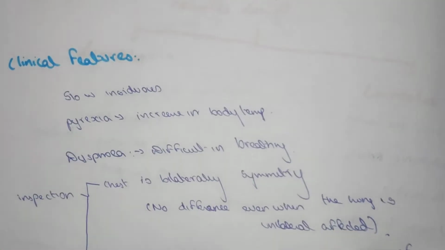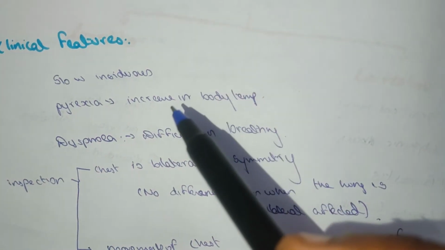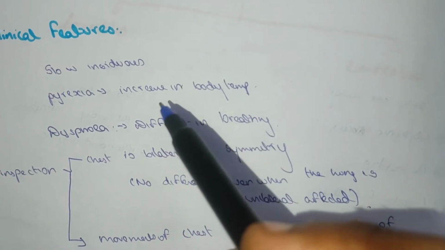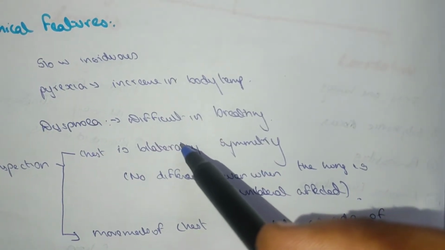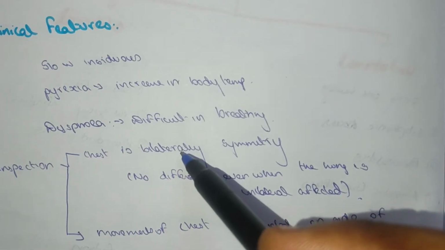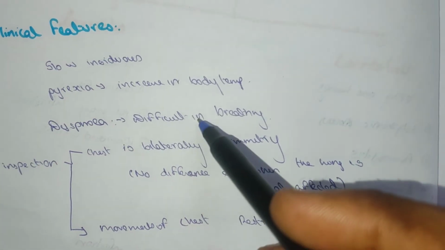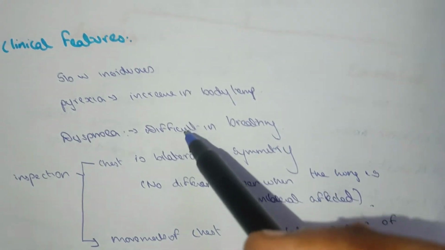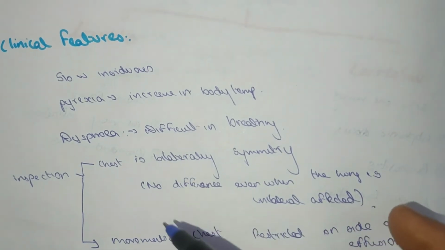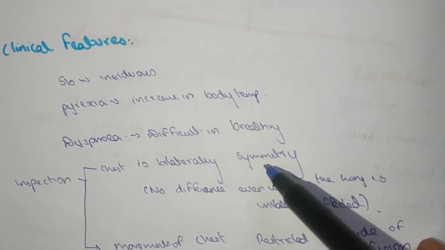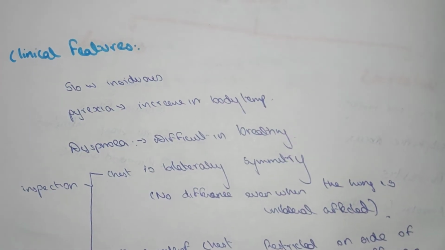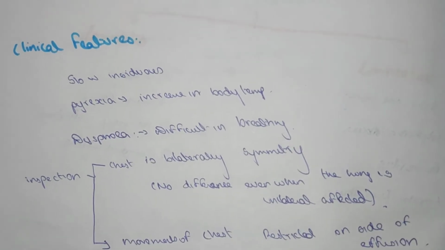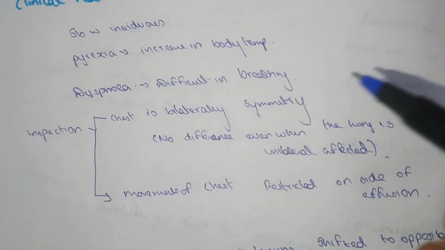Now we will see the clinical features. This pleural effusion is slow as well as insidious. Pyrexia is seen. Pyrexia means increase in body temperature due to inflammation. The signs of inflammation are rubor, calor and dolor, so with inflammation there is increased body temperature. Dyspnea, difficulty in breathing. In all respiratory conditions, there is this clinical feature known as dyspnea, where there is difficulty in breathing.